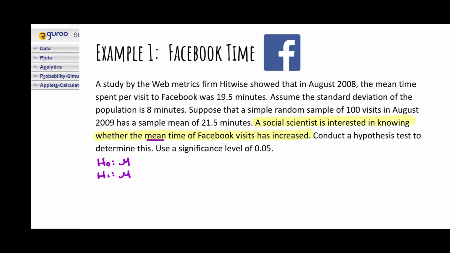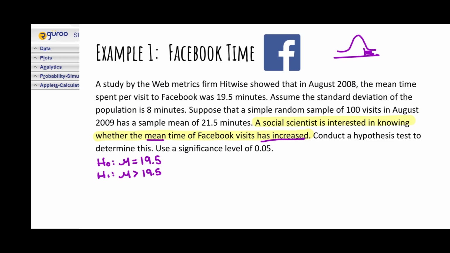And if you will recall, null is always equals. So equals what? We're assuming that it equals what it equaled back in 2008, which is 19.5. And that's our assumption until we prove otherwise, if we're able to do so. And then the social scientist is interested in seeing if it has increased. So increased would be greater than. So this is definitely going to be a right-tailed test.